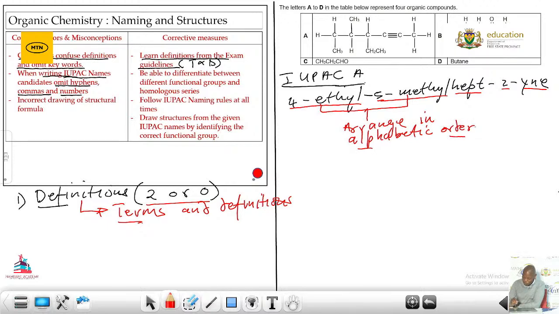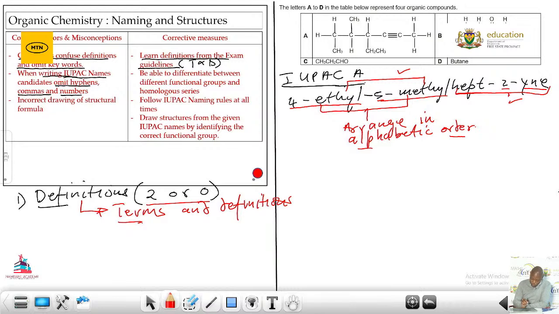Because once we do not do this, we are going to lose a couple of marks, because for such a name, a learner or yourself can get a maximum of 3 marks. Usually we will say if the parent name is correct, we'll give you 1 mark. If you have correctly identified the substituents, we'll give you 1 mark. And the other one is maybe the whole name is correct, then we can give you a maximum of 3 marks. But what is critical here is how to go about ensuring that you have the correct IUPAC name.